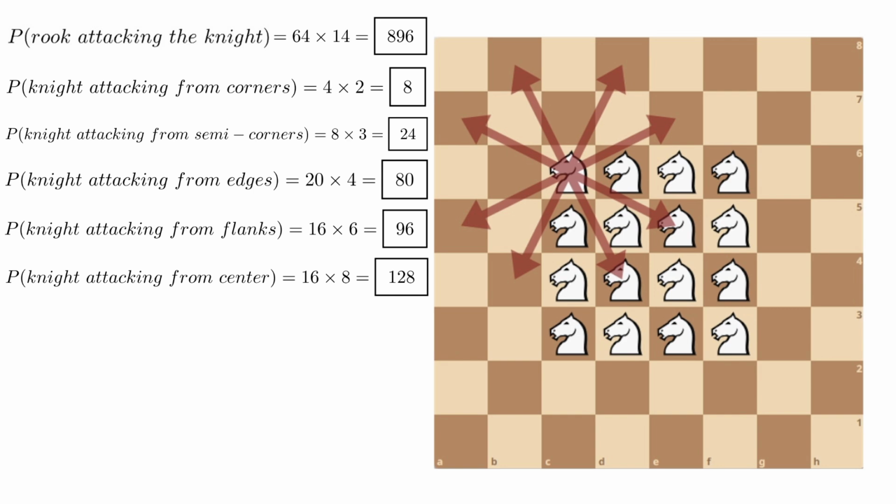So to get the total number of possibilities the knight is attacking the rook, we just add up all these possibilities, and the total is 336 possibilities. So the total number of possibilities one piece is attacking the other are 896 plus 336 equals 1232 possibilities.